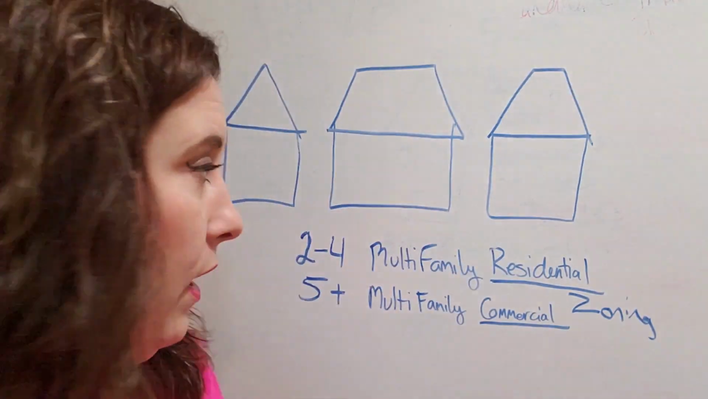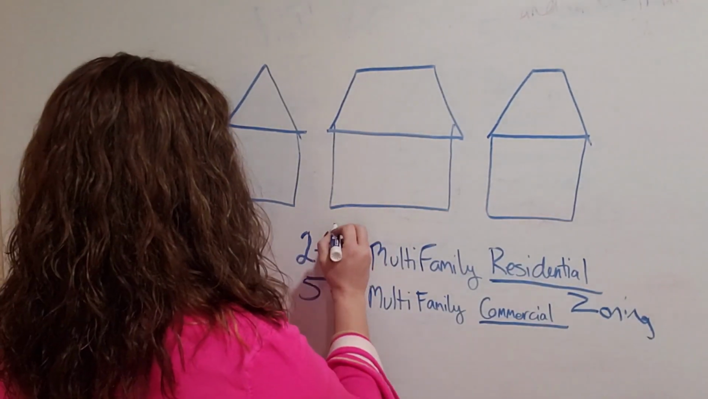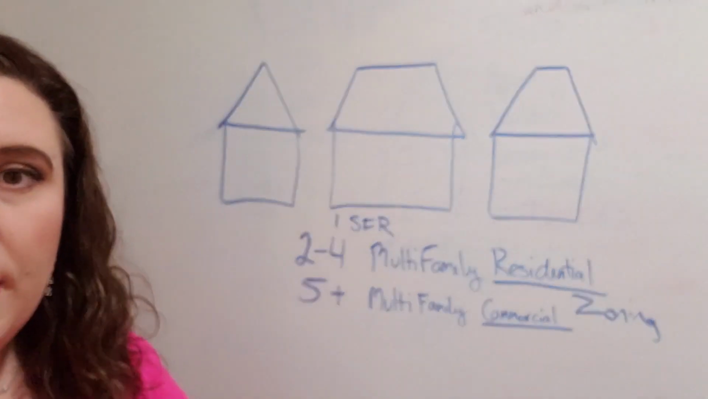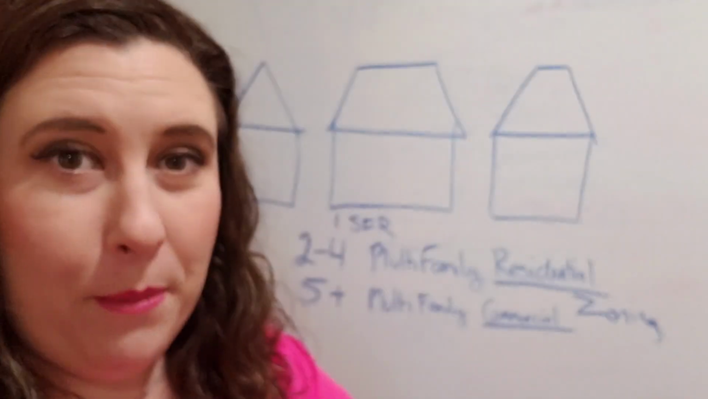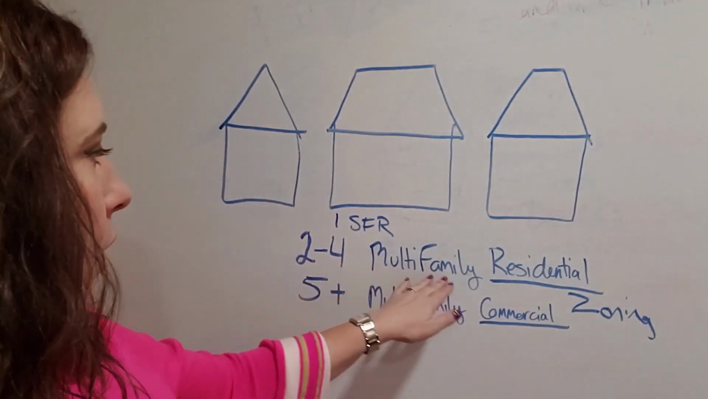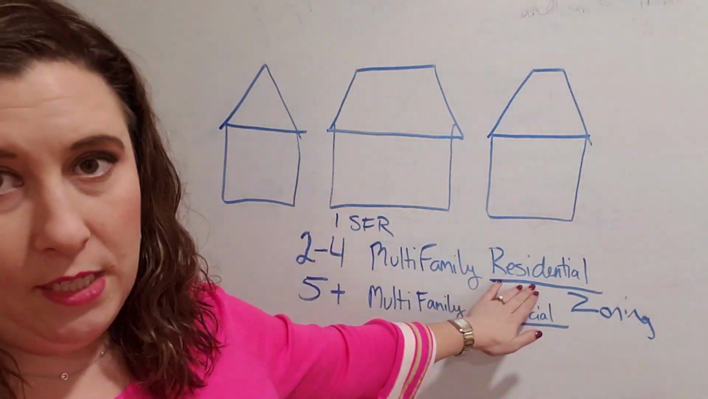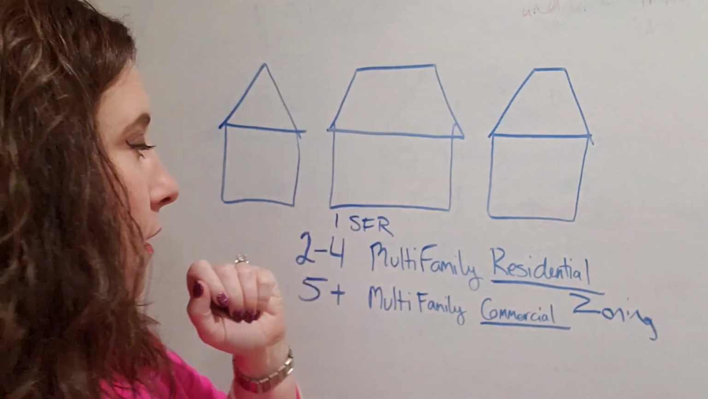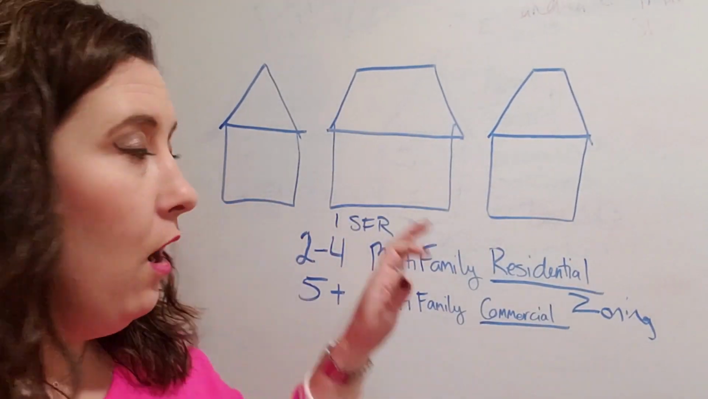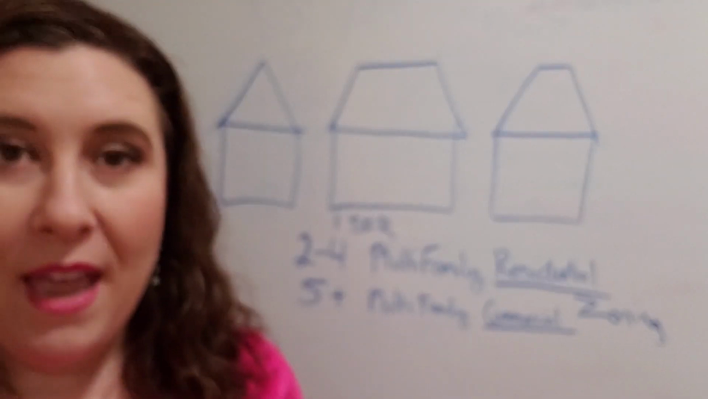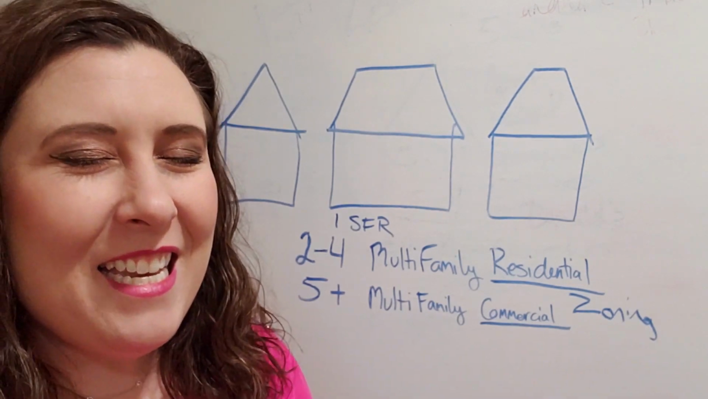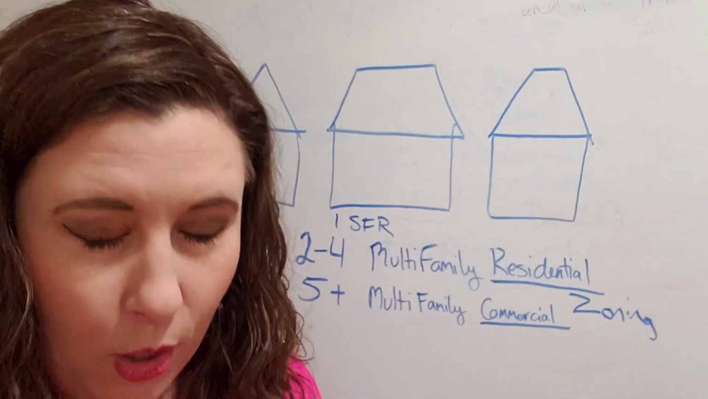1 unit is single family residential. SFR is single family residential. 2 to 4 units is multifamily residential. 5 units or more, 5 is the magic number. 5 units under the roof makes it commercial, and the land needs to be zoned commercial.